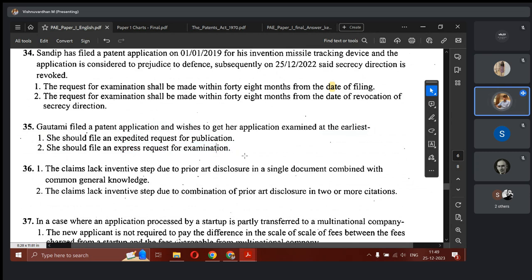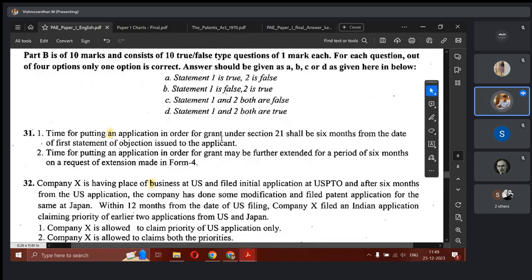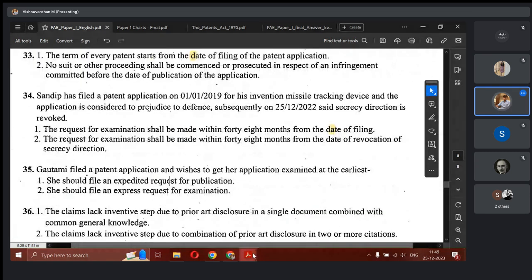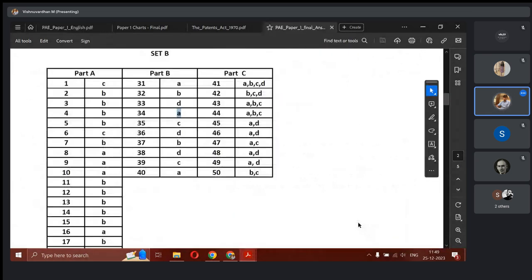Okay, so again, I don't know what the patent office's mind is. Of course she has to file the publication and examination, so by logic both have to be true. Answer has to be D. But then they will tell you that it's not called expedited request for publication, it is early publication. And this will be called as expedited examination. So if they're trying to fight me on the grammar, I can't help you. But by all logic, the answer has to be D because both are true. Statement 1 and 2 are true. Okay, so 35 has to be D. Let's see what they have come up with.